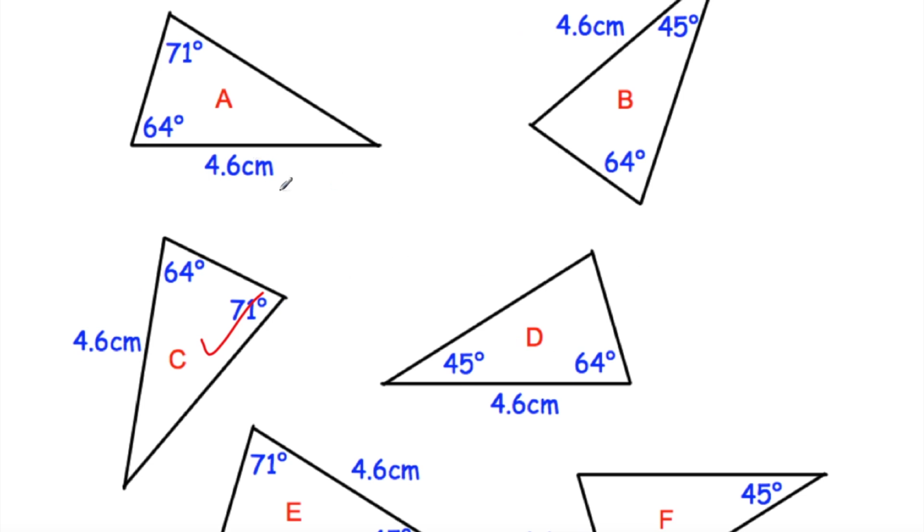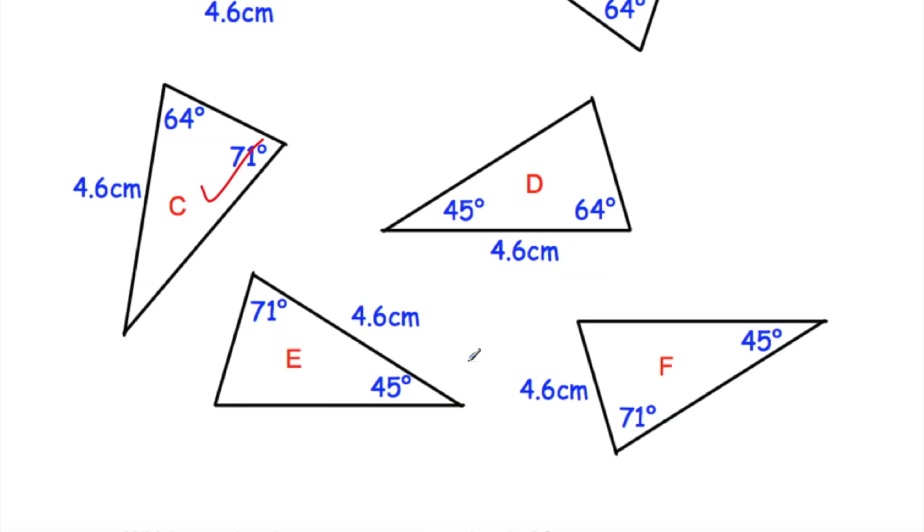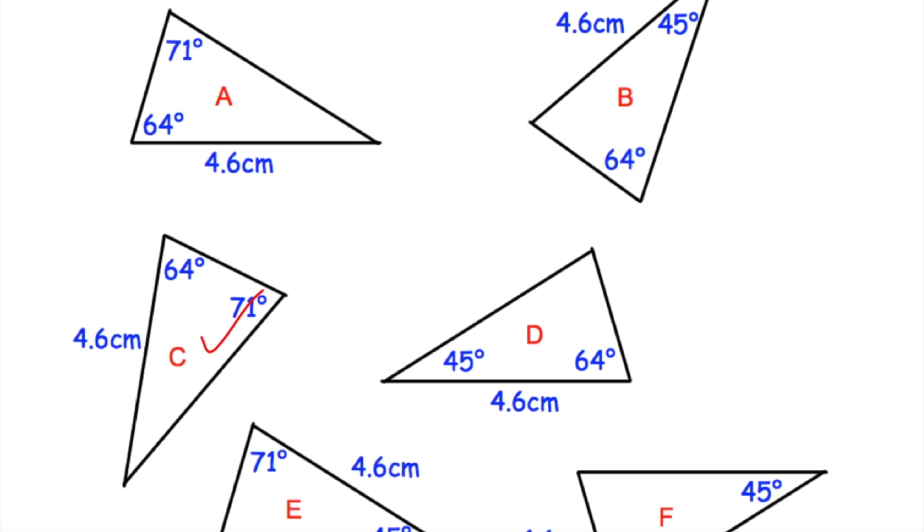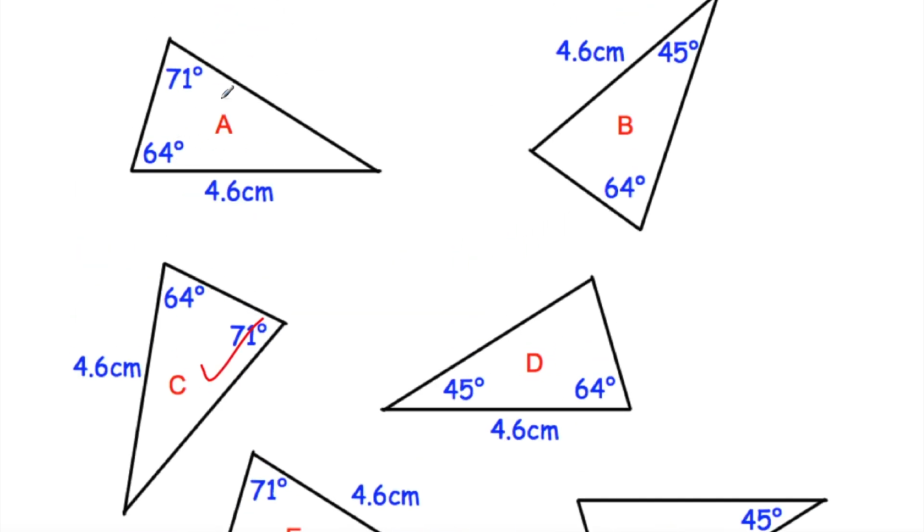Okay, triangle D, it doesn't have the 71 degree angle. And then if we go on down, triangle E, it doesn't have the 64 degree angle, and triangle F doesn't have the 64 degree angle either. So we were just looking for the triangles that look like triangle A to begin with. And we found one triangle that was congruent to A already, which was triangle C, because we have angle, angle, side, 71, 64, and then 4.6.